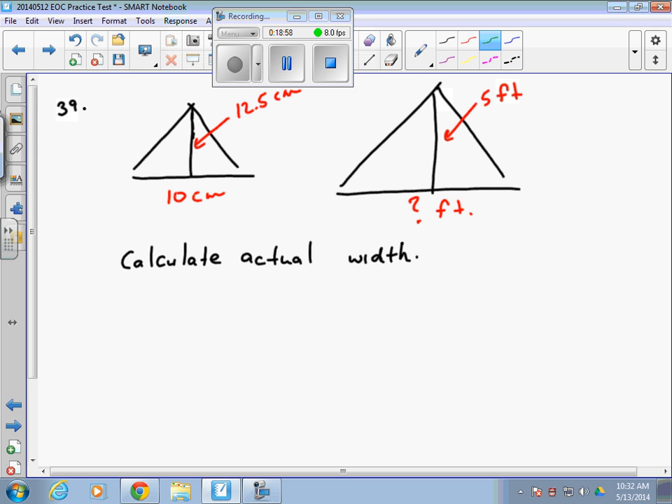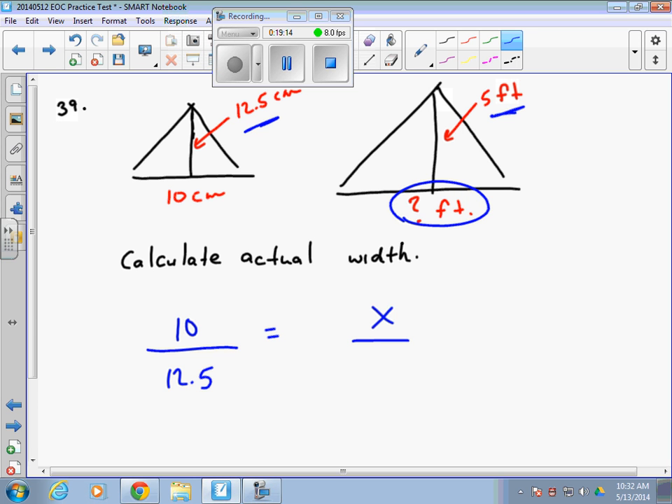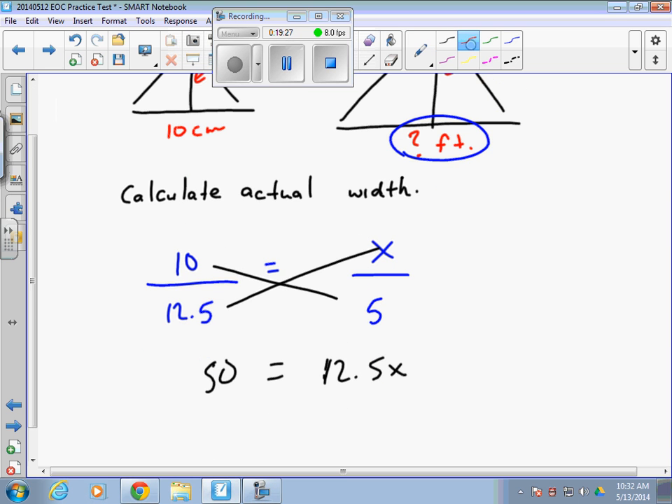Well, they're similar to each other, so this is an easy proportion question. 10 centimeters is equal to how many feet? We don't know how much it is, so it's x. Over 12.5 centimeters is equal to 5 feet. Very simple proportion question. Cross multiply, 10 times 5 is 50, equals 12.5 times x is 12.5x. Get x by itself by dividing by 12.5 on both sides. And 4 feet is the answer. The base is 4 feet.